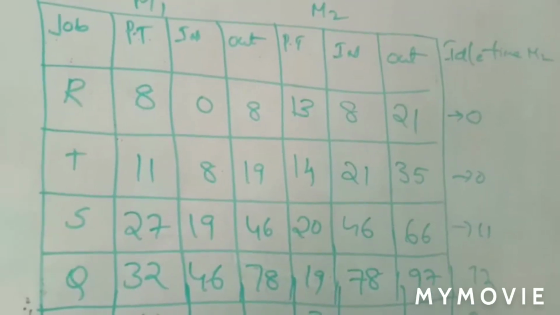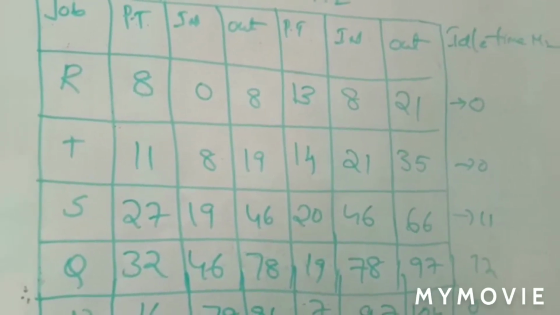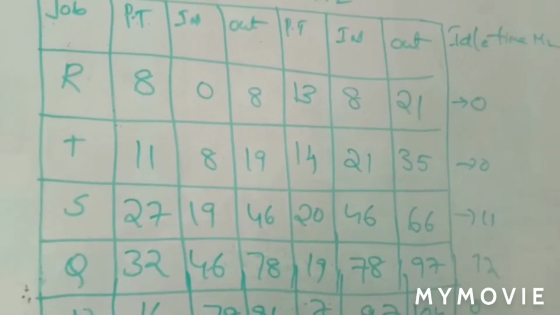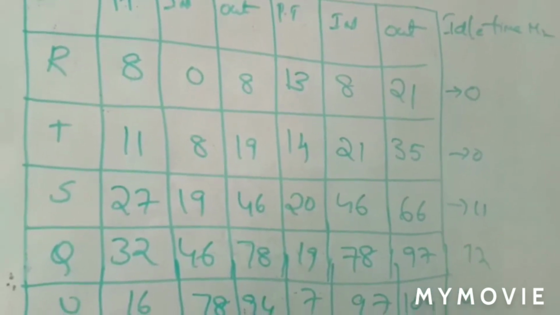Actually, the out time for machine 1 is 8. That means the machine is already ready. The product is already ready in machine 1, in advance, so there is no need to wait for processing for machine 2. So the idle time for machine 2 is 0.